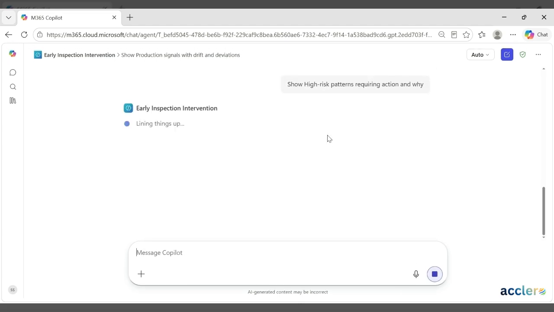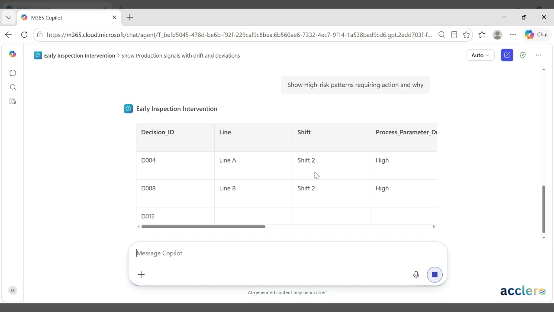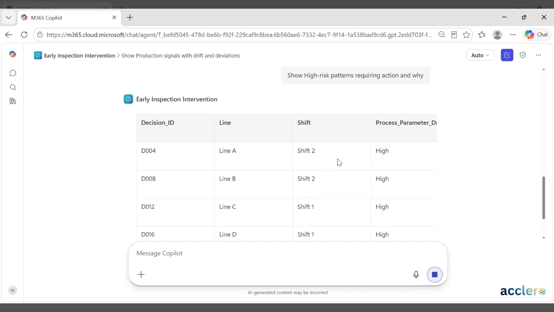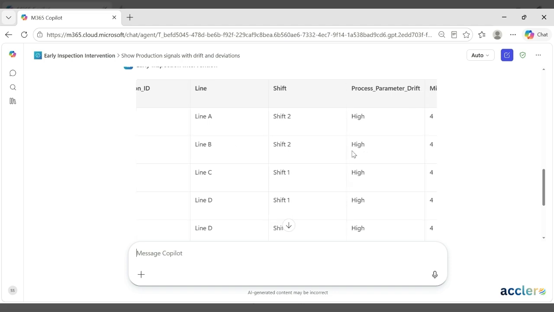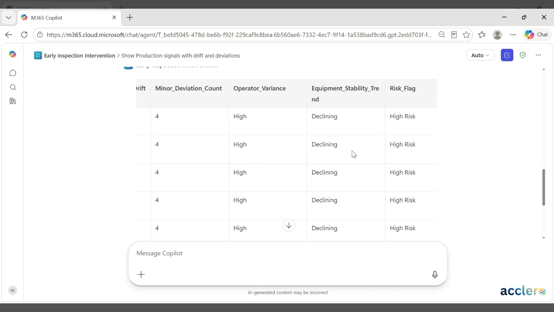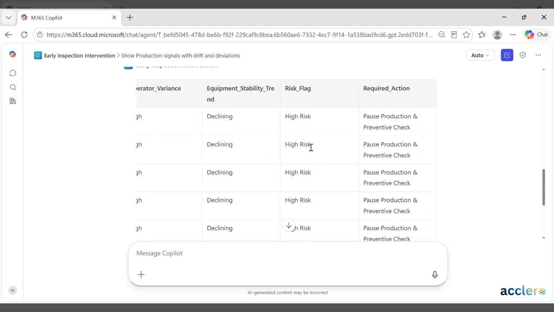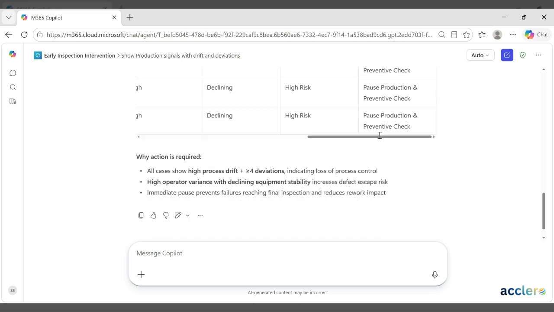Here I am asking the agent to show the high risk patterns requiring action and why. So here the agent isolates the high risk execution patterns. So here the drift, the deviation count, operator variance, and the equipment's instability are all at a high stage. So it recommends pausing production and preventive checks before the defect reaches the inspection.